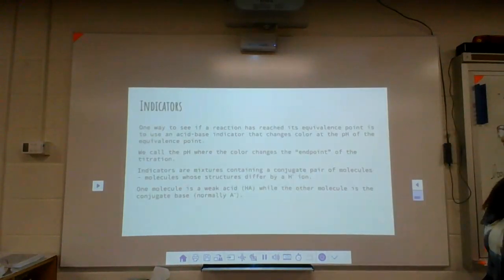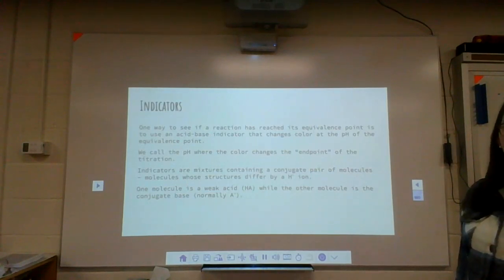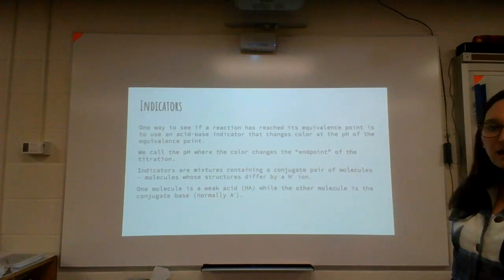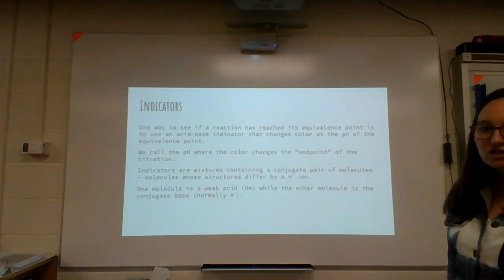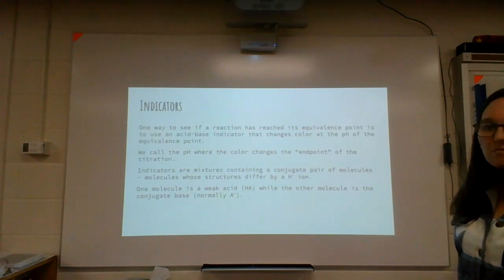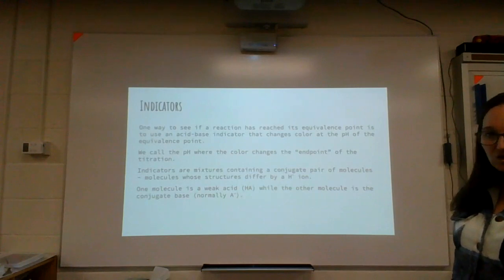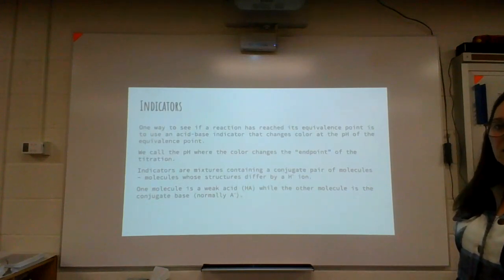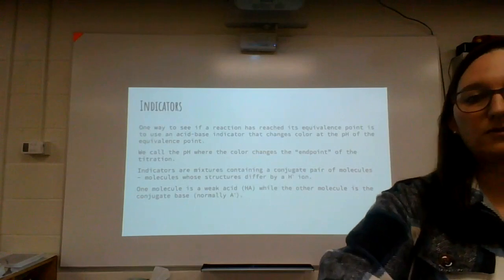A lot of times when we do acid-base reactions, we use something called an indicator. It's a way to see if a reaction has reached its equivalence point, and it changes color at the pH of that equivalence point. So we call the pH where the color changes the end point of the titration. Indicators are mixtures containing a conjugate pair of molecules, or molecules whose structure differ by a hydrogen ion. So one molecule is a weak acid, HA, while the other molecule is the conjugate base, normally A negative.